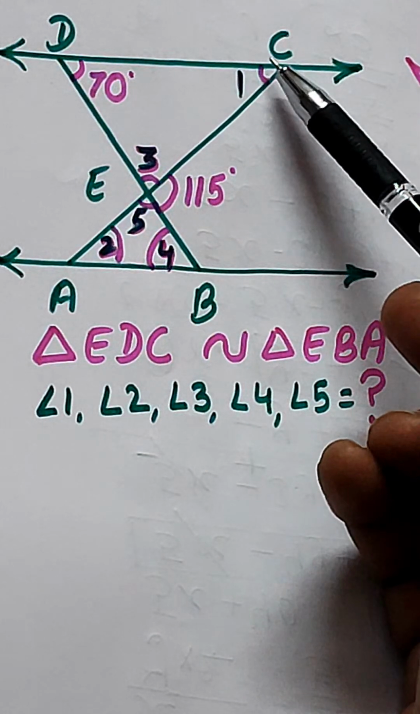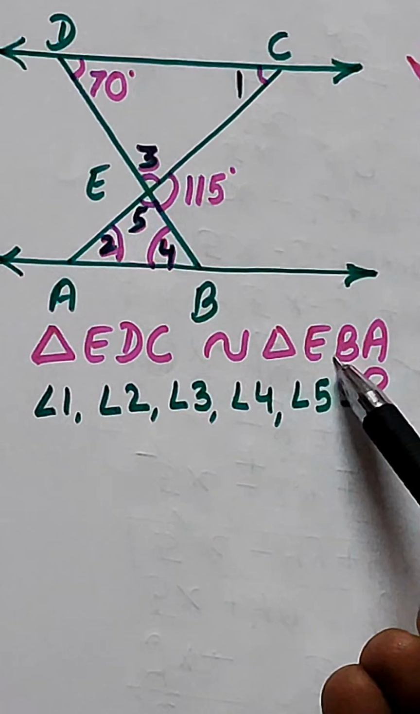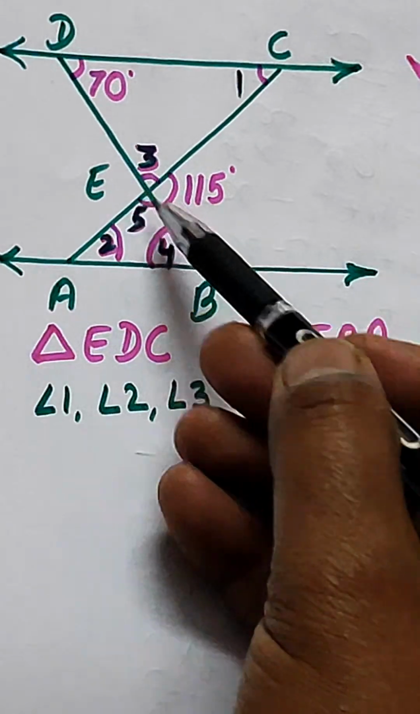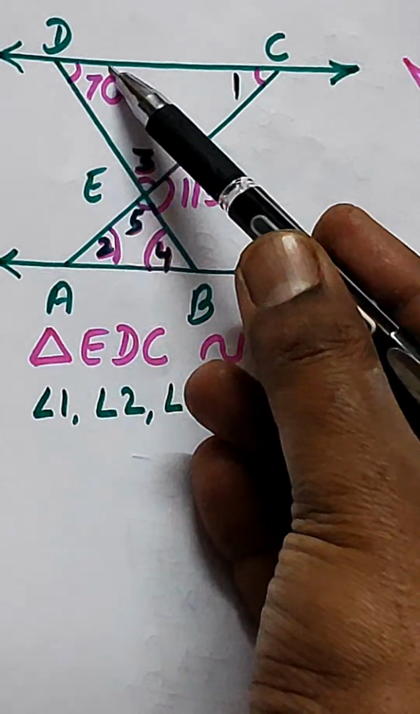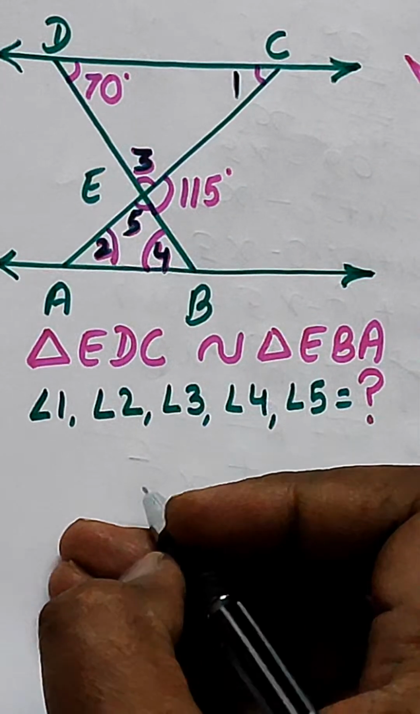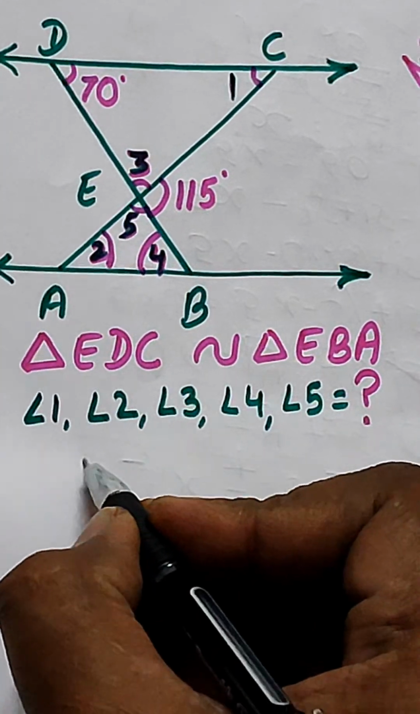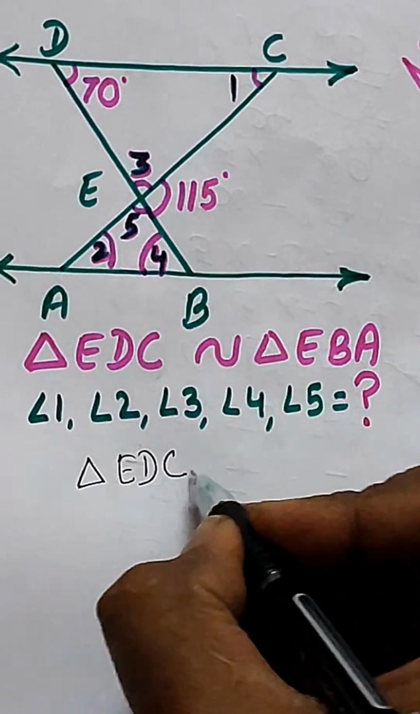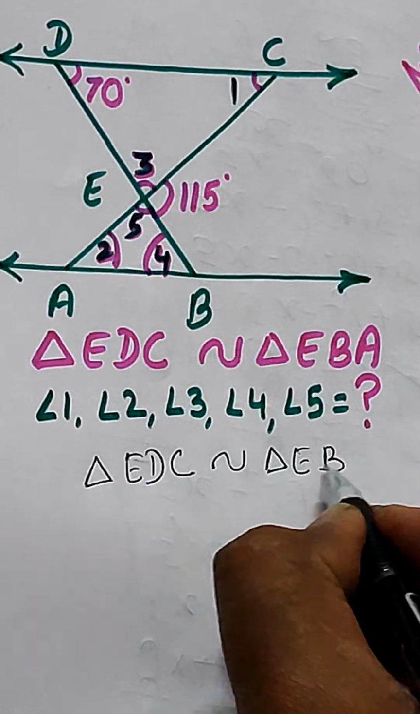EDC is similar to triangle EBA. Triangle EBA, this is the sequence. So you can see EDC is similar to triangle EBA, so just follow the sequence. Here you can see triangle EDC similar to triangle EBA.